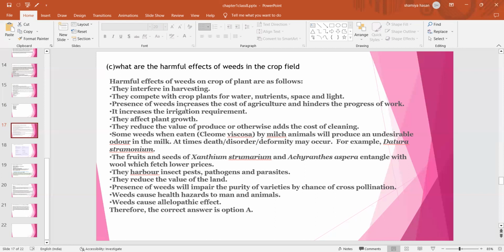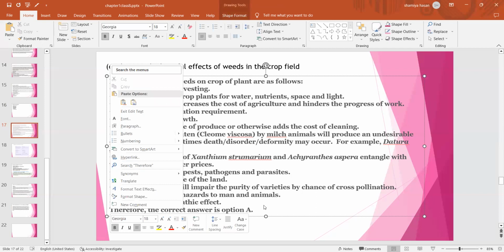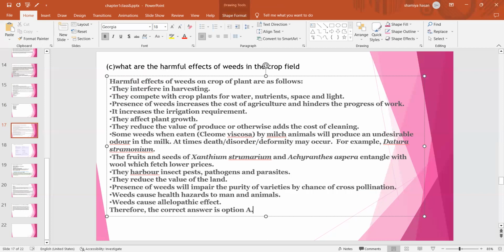Presence of weeds will impair the purity of variety by chance of cross-pollination. Weeds cause health hazards to man and animals. Weeds cause allelopathic effect. Therefore, the correct answer is option. No, sorry. This is not correct, which is written at the end.